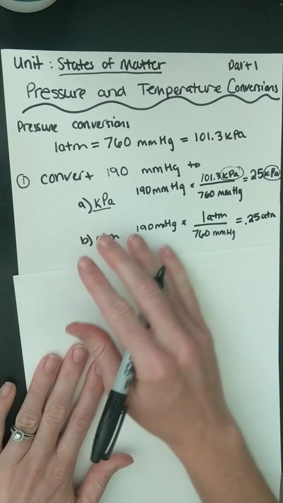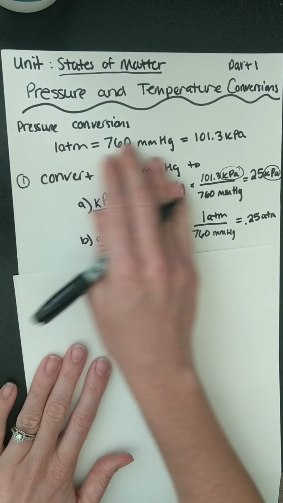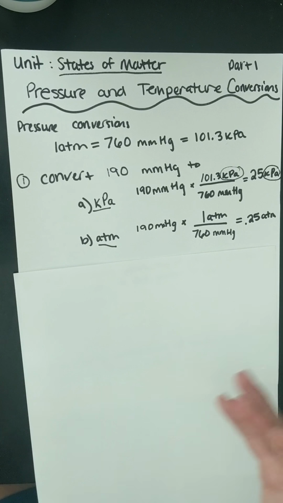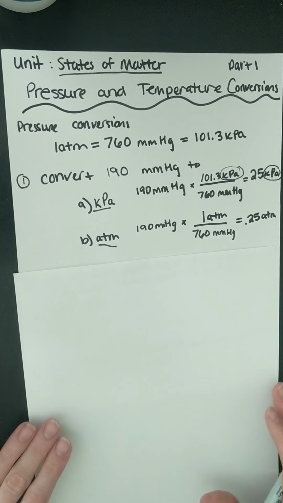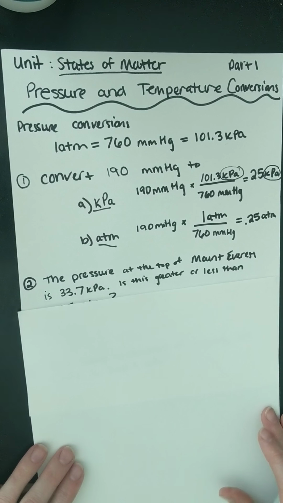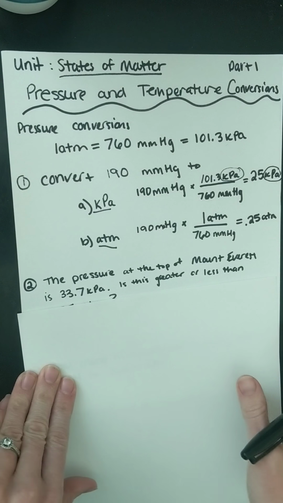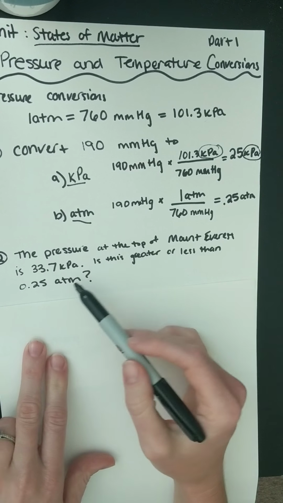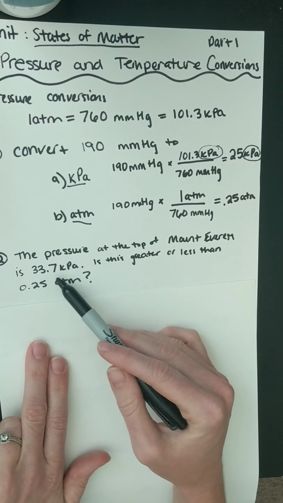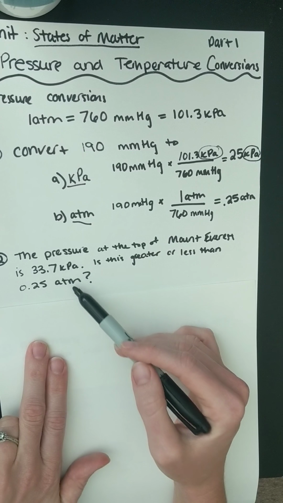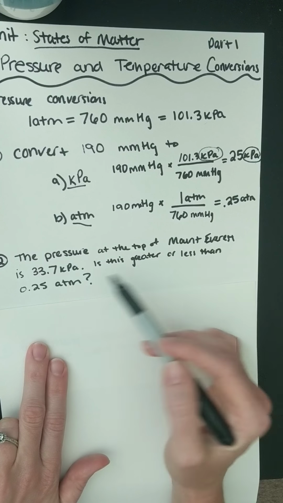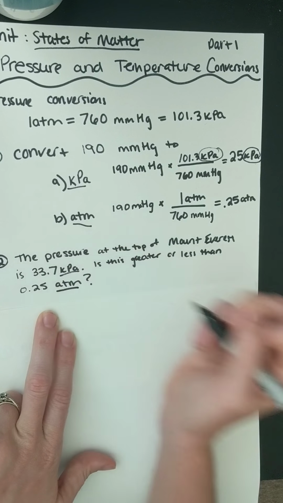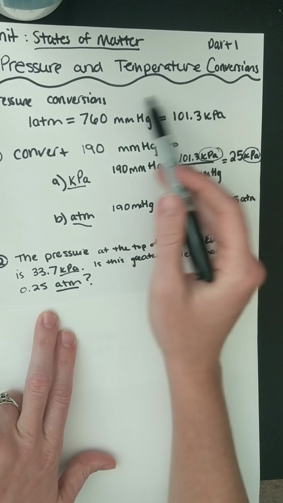Okay. So those are just simple conversions using our conversion factors. Very simple, similar to setting it up to solve for moles or switching from moles to another unit, to grams or something like that. So the next type of problem you'll see is, say the pressure at the top of Mount Everest is 33.7 kPa, and I want to see if it's greater or less than 0.25 atm. So this is the unit I have, and atm is what I will convert to. So we already know how to do that process.